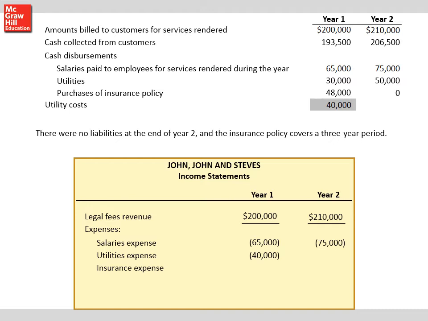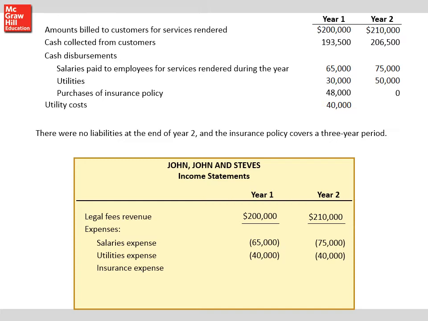So utilities cost, the actual cost for year one was $40,000. That was given. So that's the amount of the expense. $30,000 was paid, but $40,000 was how much totally should have been paid. It wasn't. Year two, utilities of $50,000 were paid.